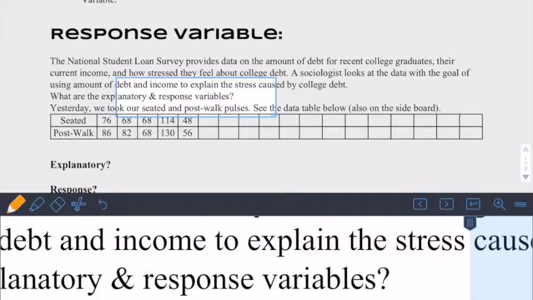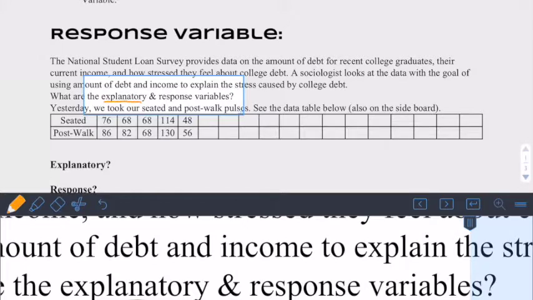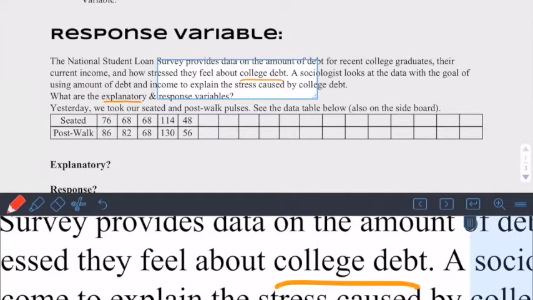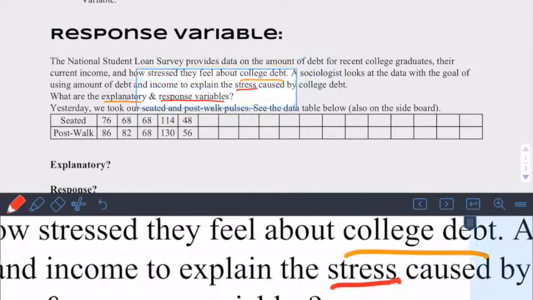Well, we already know explanatory and response variables. Explanatory is kind of like your independent variable, and response variable comes from that. So our explanatory variable is going to be our college debt. Our response variable is going to be the stress caused by that college debt.